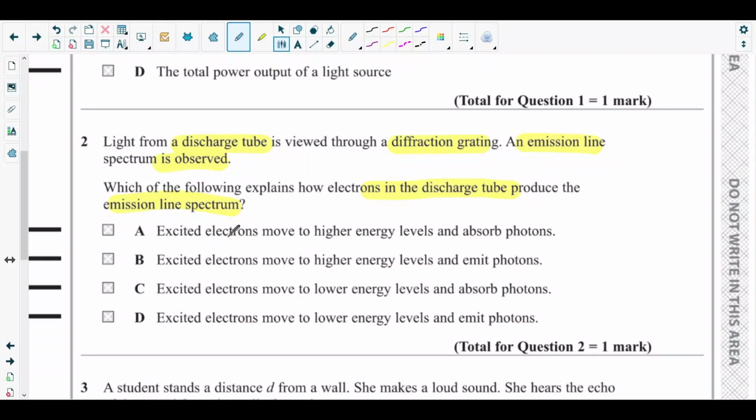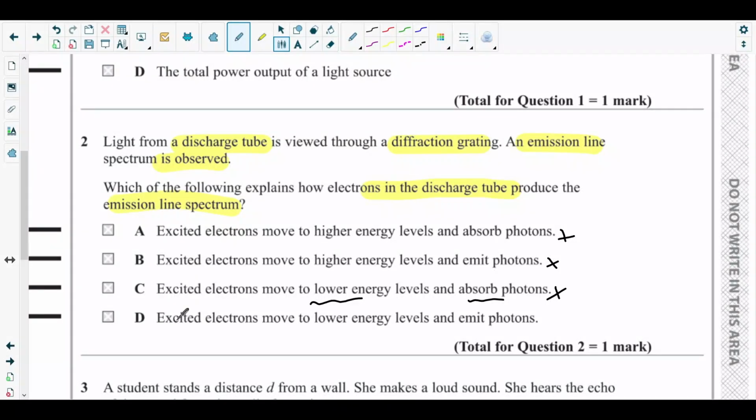Option A, excited electrons move to higher energy levels and absorb photons? No. Option B, excited electrons move to higher energy levels and emit photons. When an electron gets excited, it will not emit photons, it will absorb photons. So definitely this is not related to the concept of the question, right? Option C, excited electrons move to lower energy levels and absorb photons. No, if electrons move to a lower energy level, then they release energy, that is, they emit photons. So they will not absorb photons. So option C is not the possible answer. The only possible one is D.